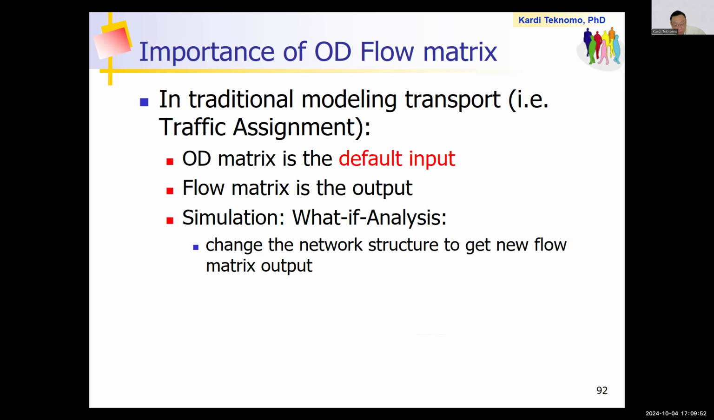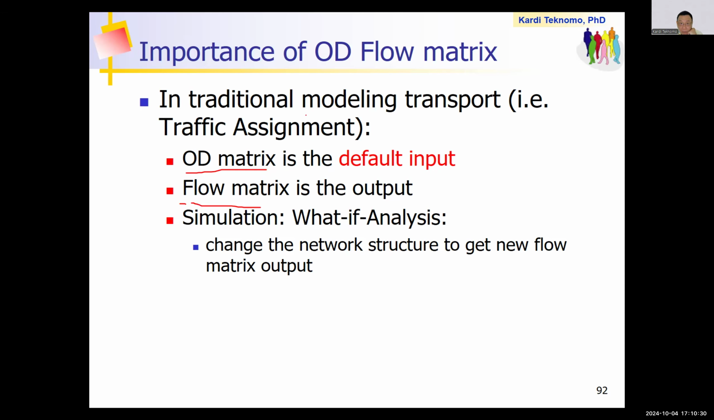Later, maybe after midterm or before midterm, maybe next week, we will discuss trip distribution. In traditional transport modeling, in traffic assignment, the OD matrix is the default input. In fact, traffic assignment will produce the flow matrix as the output, with the OD matrix as the input. So this is the real purpose of traffic assignment in traditional transport planning modeling.